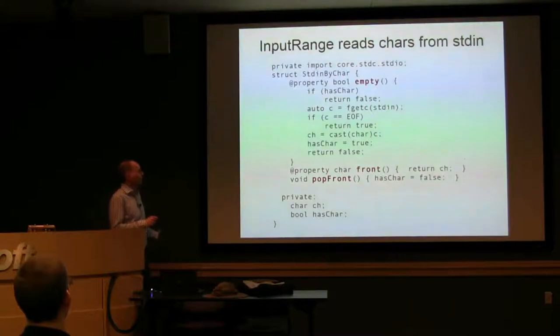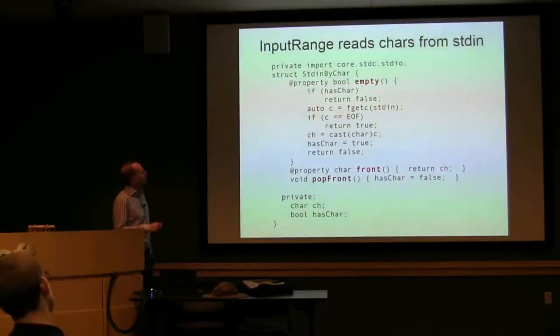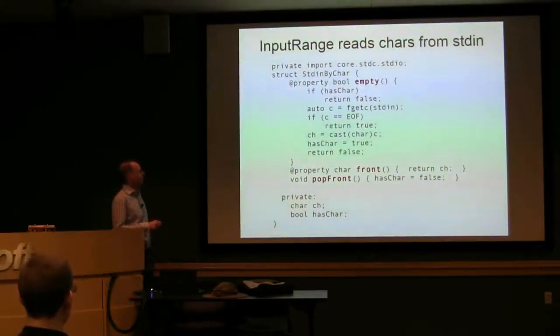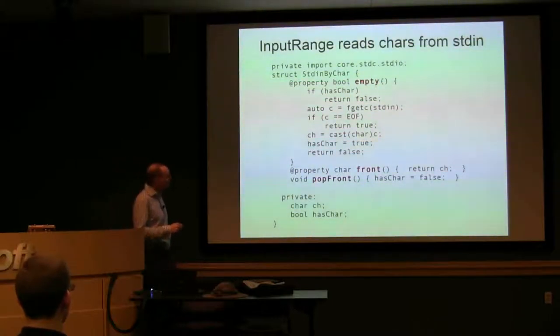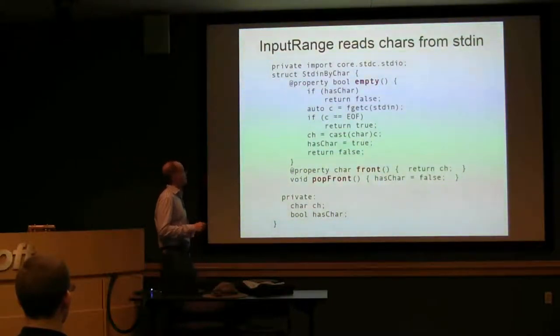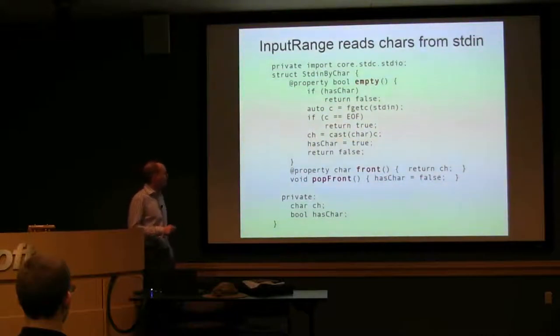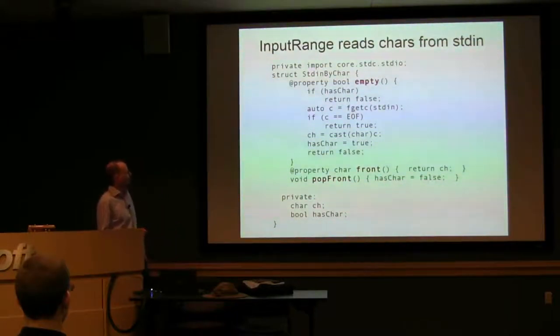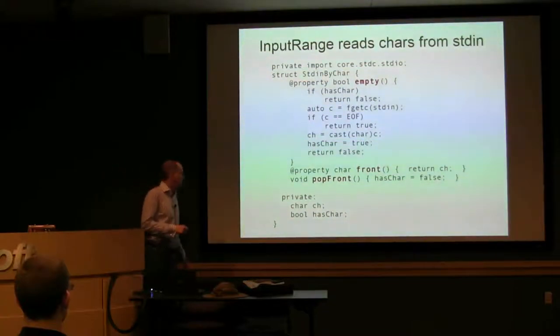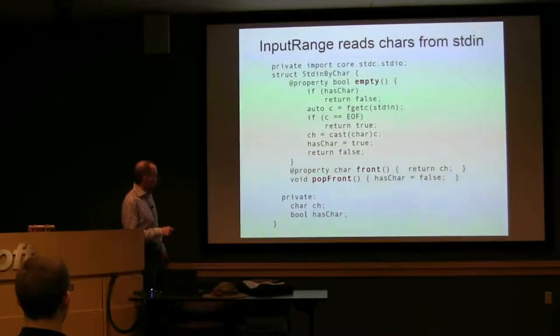if it already has a character in the one character buffer, it's not empty, otherwise it gets the next character. If the next character is end of file, it is empty. Otherwise, it puts the character in its little buffer and says, I'm not empty. All front does is return a copy of our buffer. Pop front just says, our buffer is empty. And here's our two little state variables. So there we go. Our first component, or partial component.